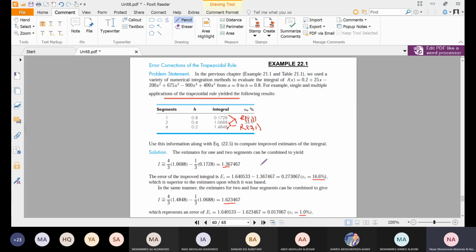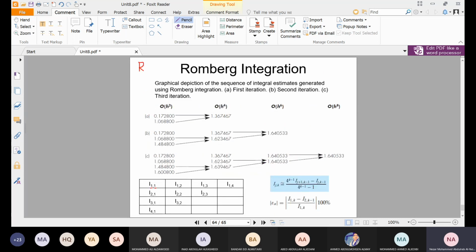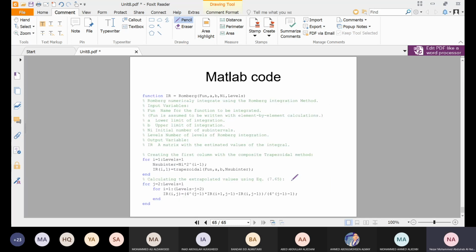As I told you, this is usually used for computer-based work. Here we replace the zeros with ones. We add ones, so this becomes an algorithm, and it is easy to implement as an algorithm. You can see this is the algorithm that you have. This is, for example, MATLAB code for the Romberg method.